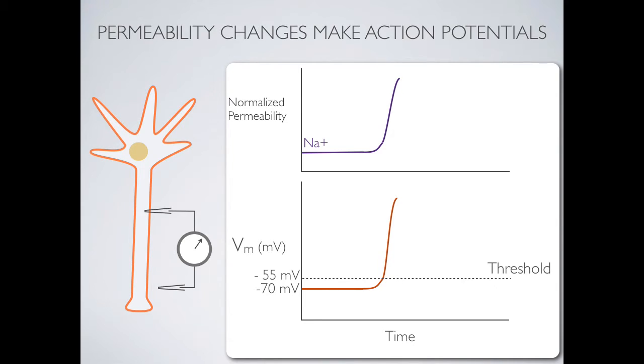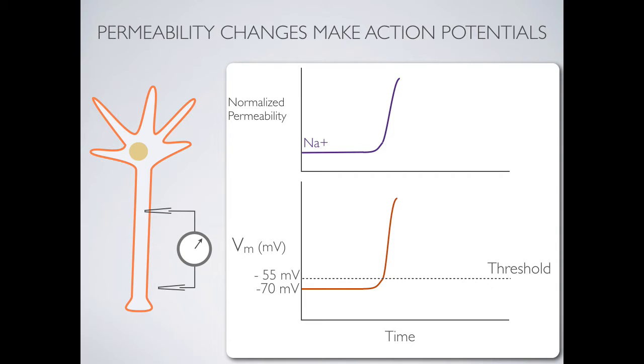It's not drawn very well here by me, but if you focus in right here, you can see that the slope is gradual, and then it becomes steep, right around negative 55 millivolts. And then you also see the same kind of change in the curve if you were to track the sodium permeability. So they're correlated.